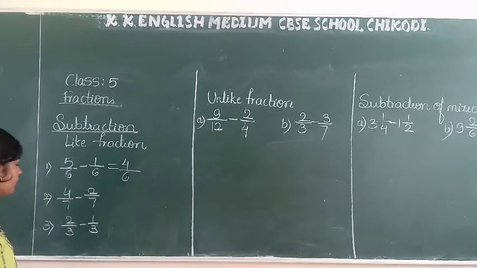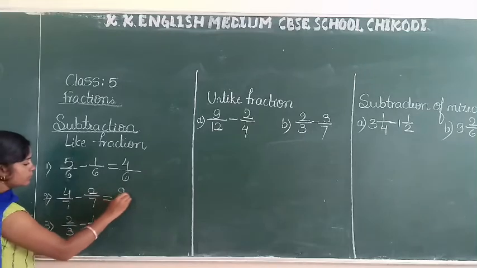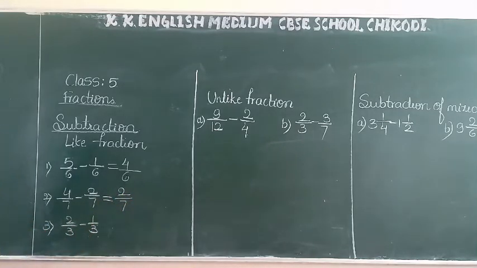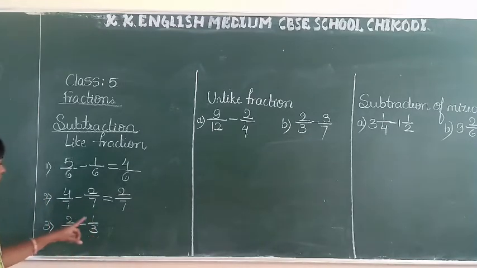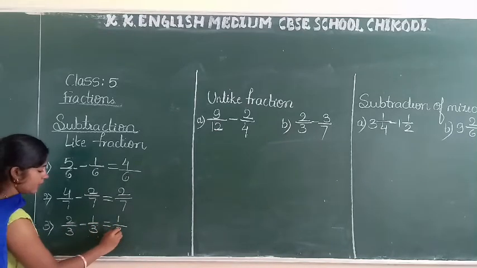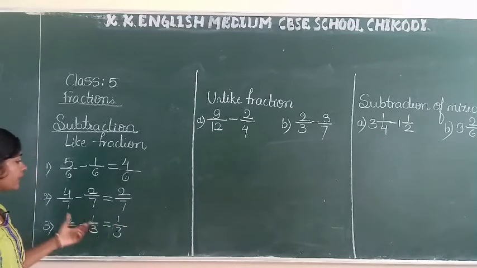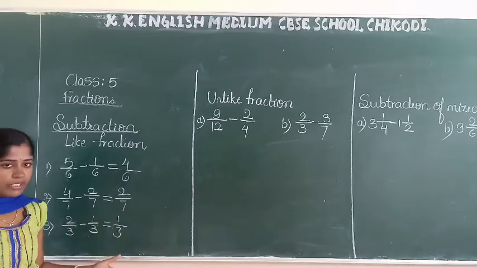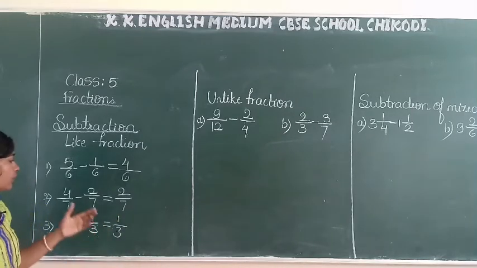Let us take one more example here. See here, 4 minus 2 is 2 and you keep 7 as it is. Subtraction of like fractions is very easy. 2 minus 1 is how much here? 1, and 3 as it is. Most of the students, when they are solving the example, subtract the denominator also. If you are doing like that, it's wrong.